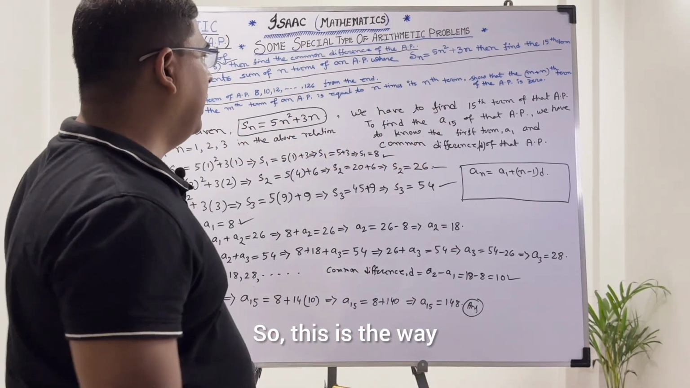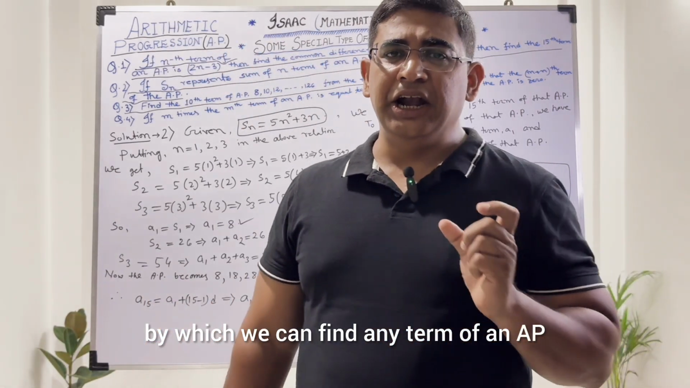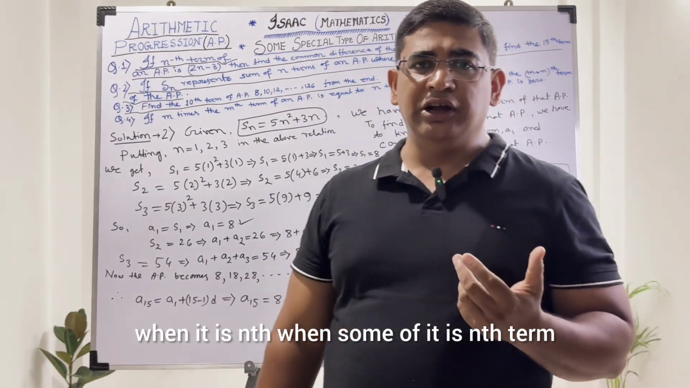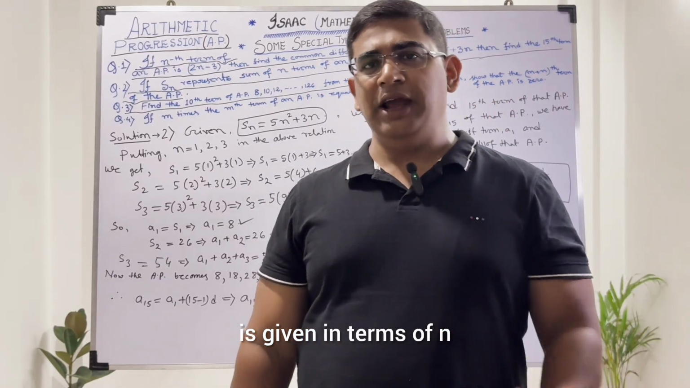So, this is the way by which we can find any term of an AP when the sum of its n terms is given in terms of n. Okay.